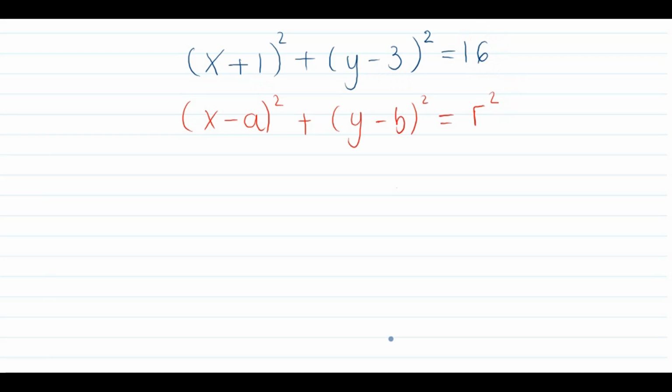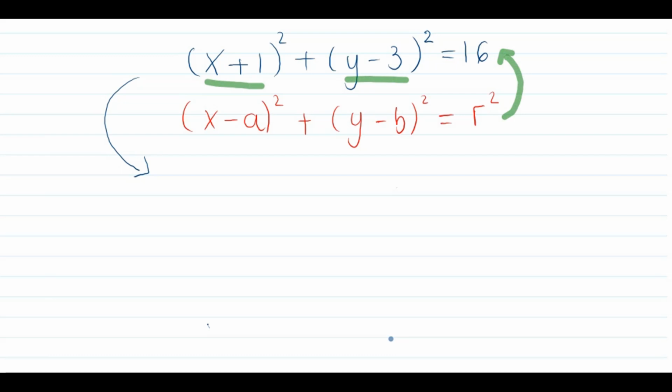Therefore, we can conclude that the center of a circle can be obtained by just solving for x here and solving for y here to get the coordinates of our center point, right? And we are simply going to say our r squared is equal to 16 and solve for r to get our radius. Okay, so let's get cracking.